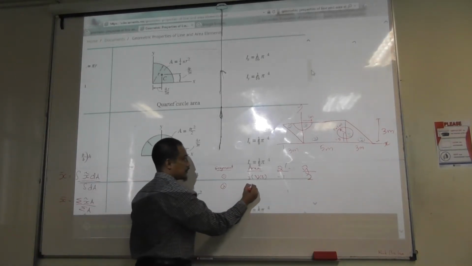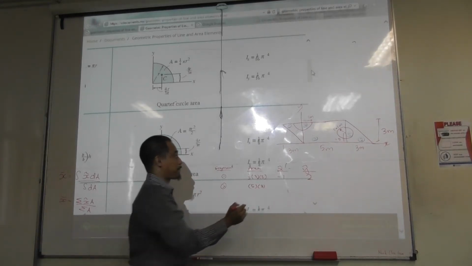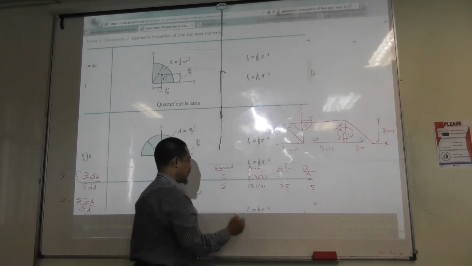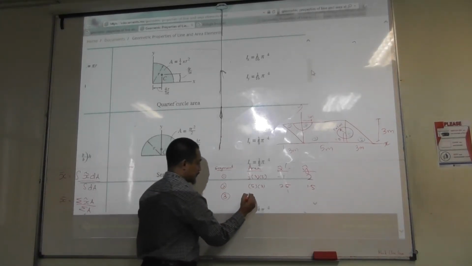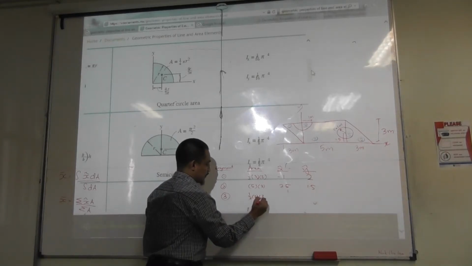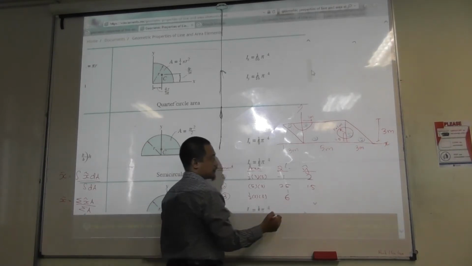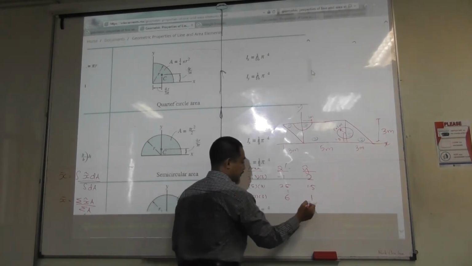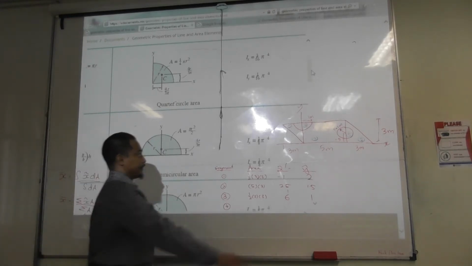Area is 5 times 3. X with 1.5. Y with... betul kan? 1.5. Okay, the triangle over on the right there. Area is half 3. X with 6. Y with 1. Okay, 4. This is the semicircle.